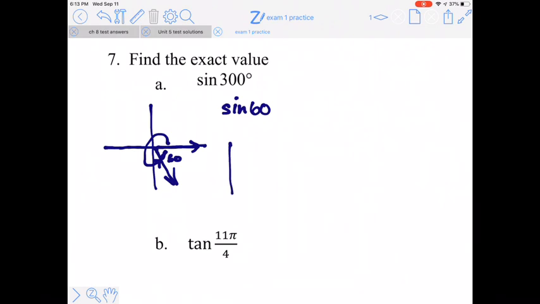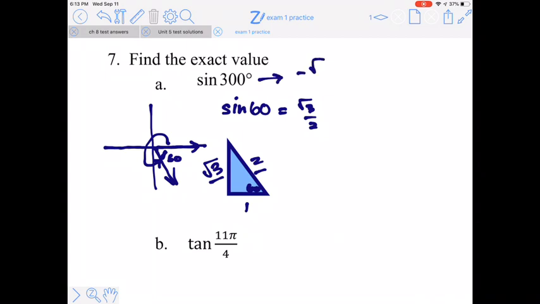So if you wanted to use your 30, 60, 90 triangle again, for 60 degrees it was 1, 2, square root of 3, and then since sine is opposite over hypotenuse, it would be square root of 3 over 2. So the sine of 60 is square root of 3 over 2, which means the sine of 300 is negative square root of 3 over 2. Now that's if you want to use a diagram with your special triangles, which is totally fine. It is a little more common to do it that way.